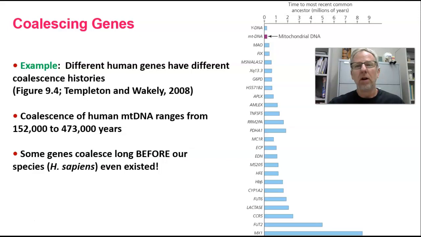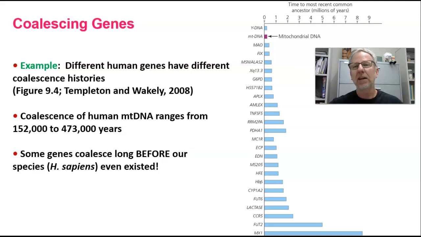Whereas Y DNA on the Y chromosome is pretty comparable. Looks like coalescence time might be slightly less. But some genes, as you can see from the figure, coalesce even long before our species existed. So Homo sapiens has been around for maybe around 300,000 years. And you can see the time scale on the top is in millions of years, going up to almost 9 million years. So there are several autosomal genes depicted here.